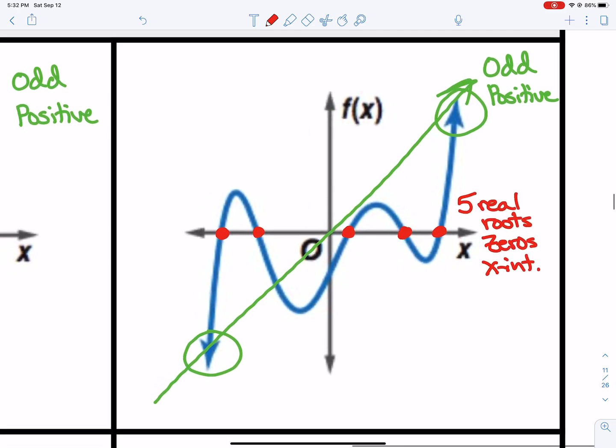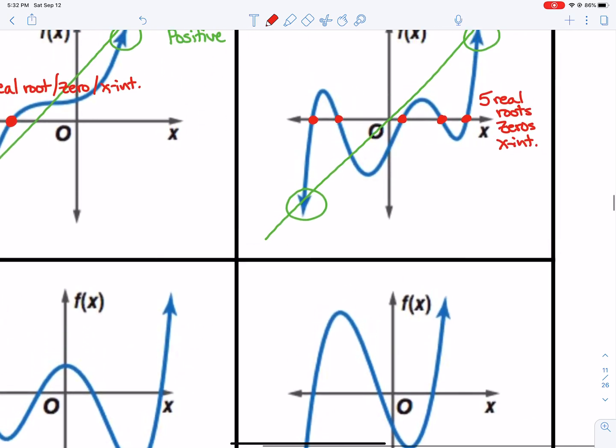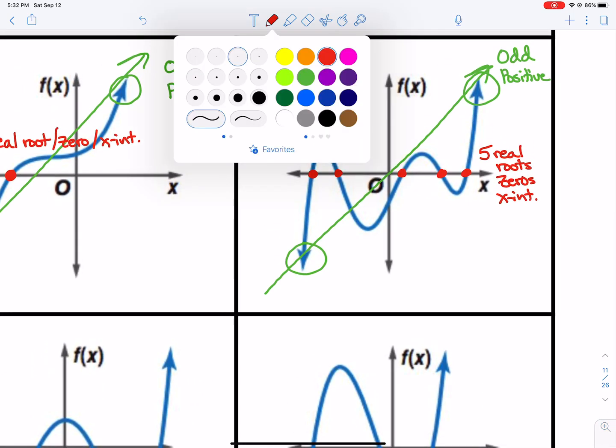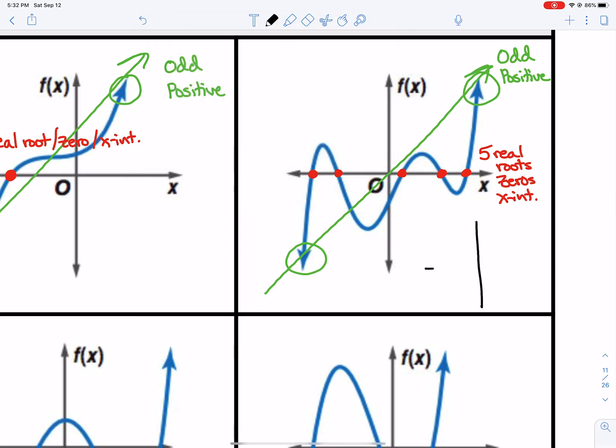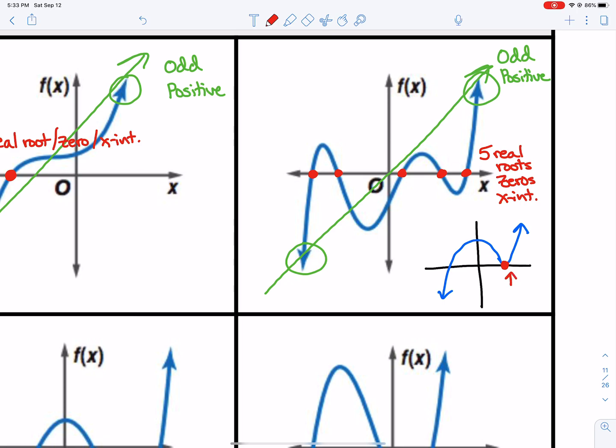So I'm not sure in these examples if we gave you one like this. Nope. But if you ever see a graph, let me just add one here. If you see a graph that comes down and touches the x-axis, and turns around, it's important that you know that that right there is a double root. So if it ever turns around at the x-axis, it's a double root. Okay, so that's it for these notes.